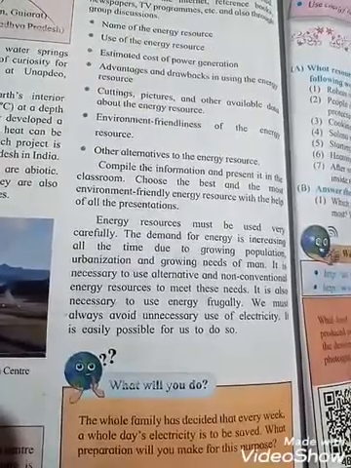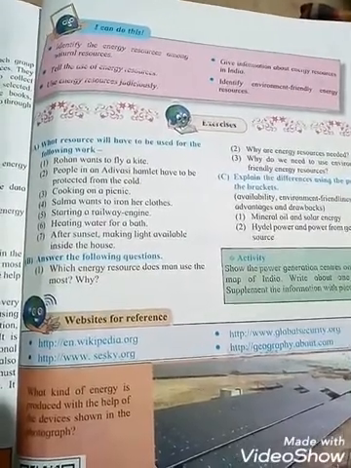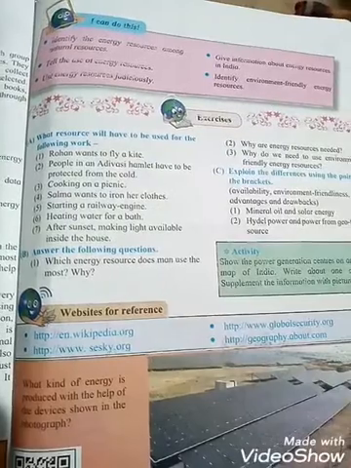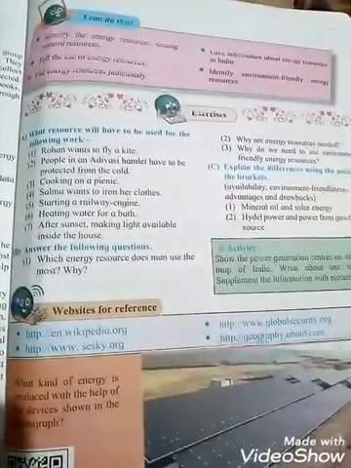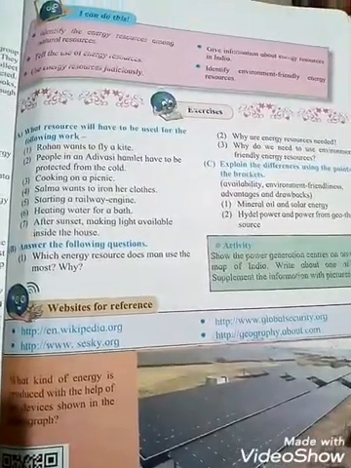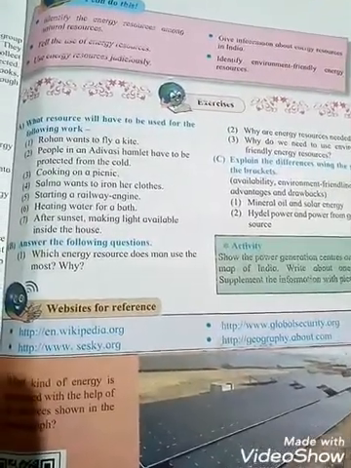Okay students, see the exercise. Question number 1a, what resource will have to be used for the following work? Question b, answer the following questions. And question c, explain the difference using the points in the bracket. See students, all these are the assignments I am giving you as your homework. You have to do this in your notebook and read this lesson twice, properly. I hope that you understood this lesson. Thank you.